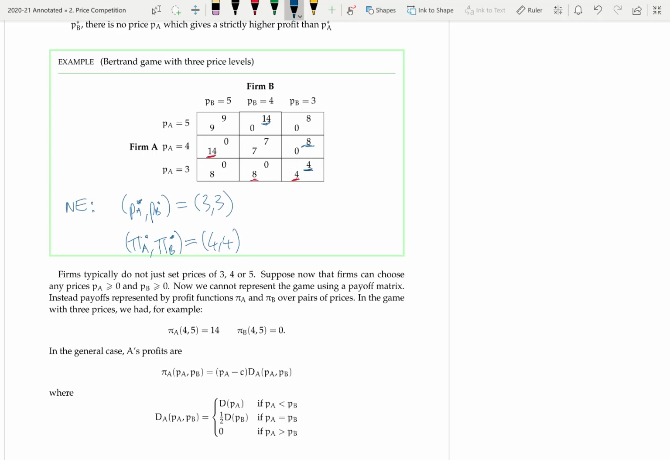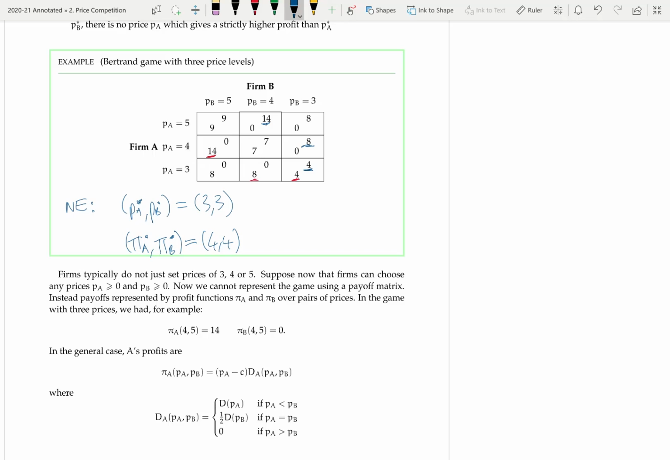Is there any incentive for either firm to change their price? Well, let's look at firm A. They're charging a price of 3. If they change their price to 4, they're going to get no demand and no profit. The same thing if they price at 5. So here, they can't do any better than pricing at 3. There's no strictly profitable unilateral deviation.